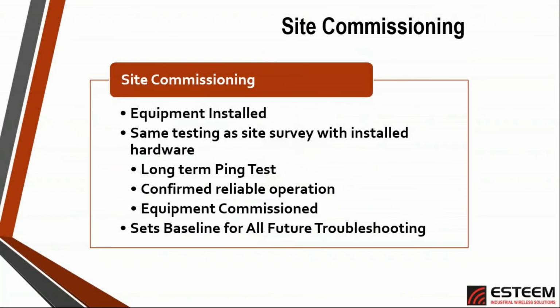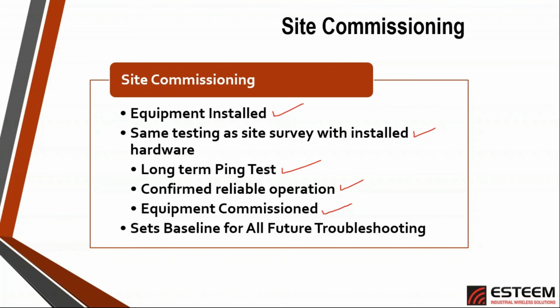Now, the commissioning actually uses the exact same testing procedure that we used during the site survey. The only difference is we're going to be using it on the permanently installed hardware. Again, we're looking at the ping tests, verification of the reliable operation, and verifying that all the equipment within the network has been commissioned, because this will be the backbone for the entire communication network. So any link within our system that has a poor communication link, every device that gets connected to it is also going to have poor communication. So this has to be as reliable as we can possibly make it.